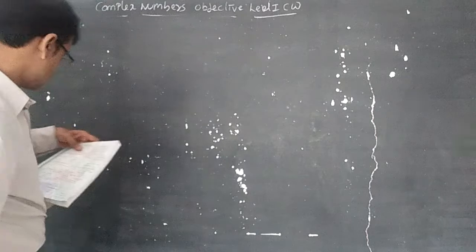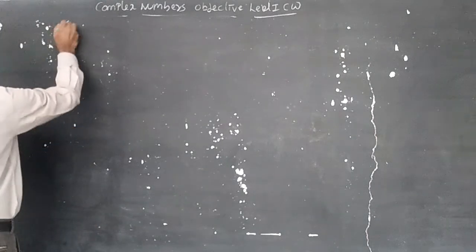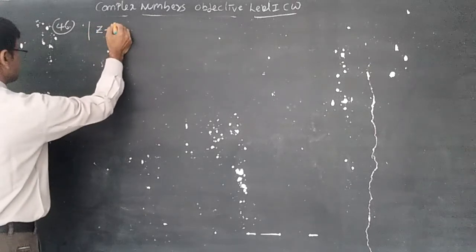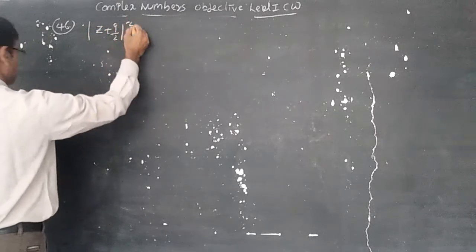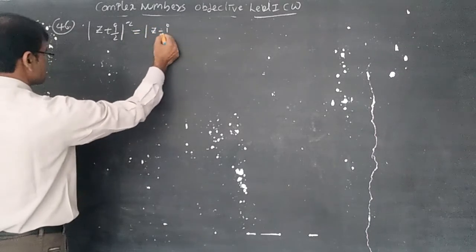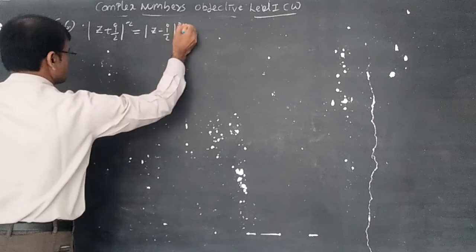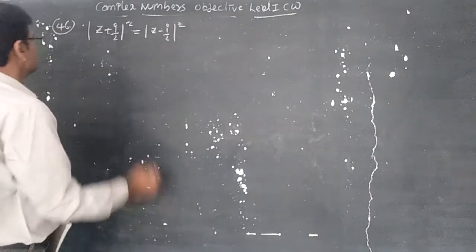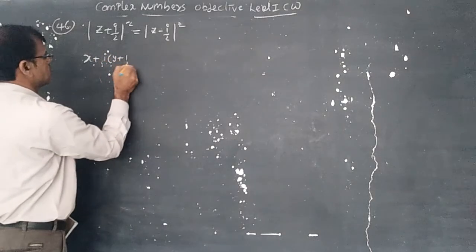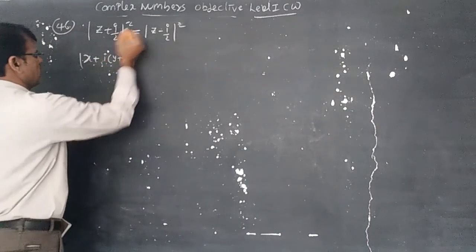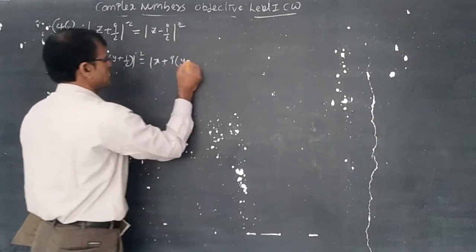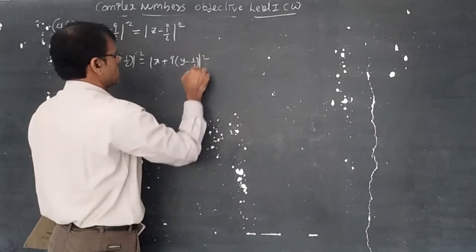What is the sixth question? Z is equal to x plus iy is a complex number, then modulus of z plus i by 2 whole square is equal to modulus of z minus i by 2 whole square. Then find the locus of z. Right here, x plus i into y plus 1 by 2 over modulus whole square is equal to, in the same way, x plus i into y minus 1 by 2 over modulus whole square.